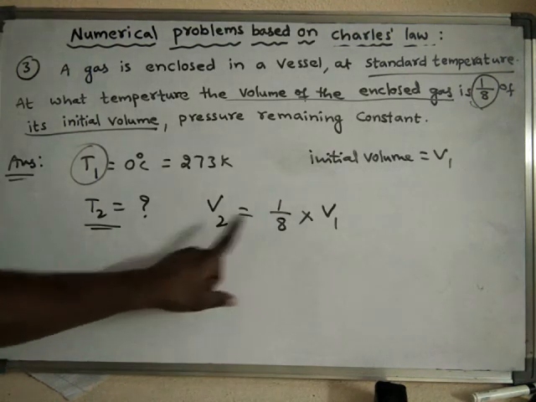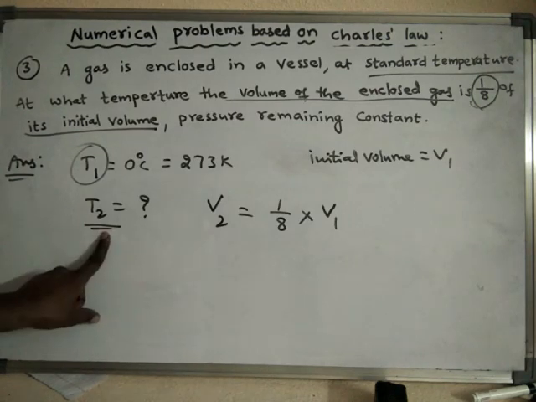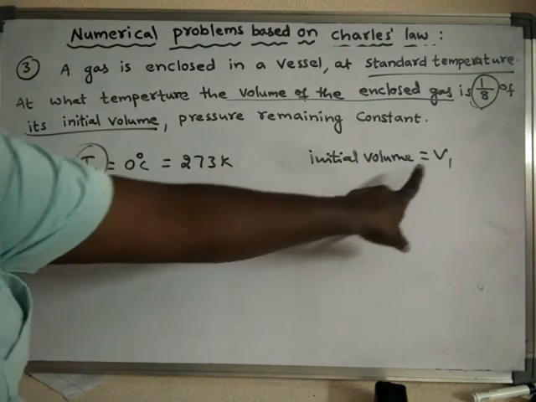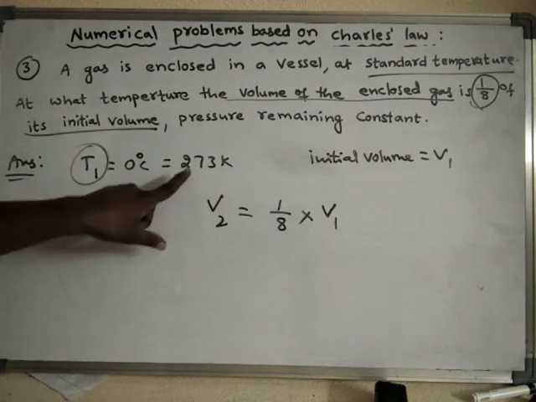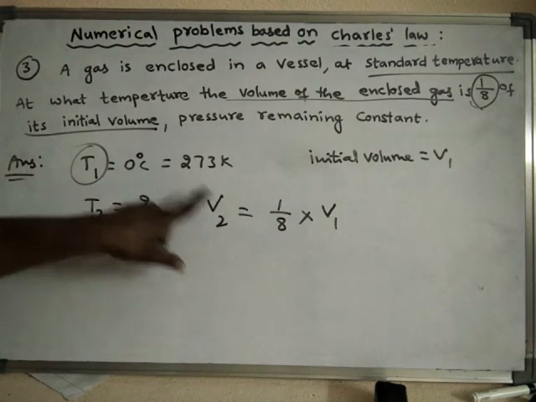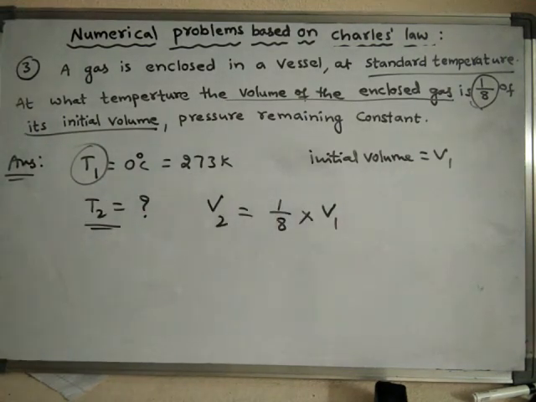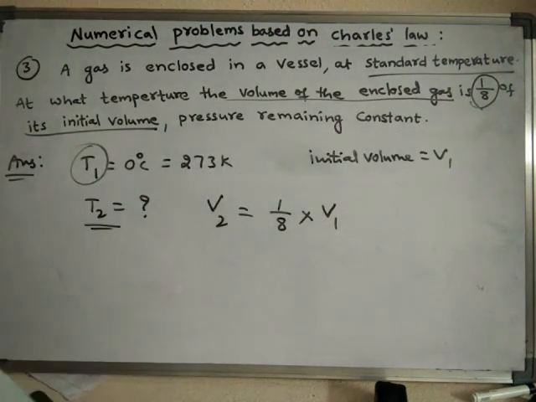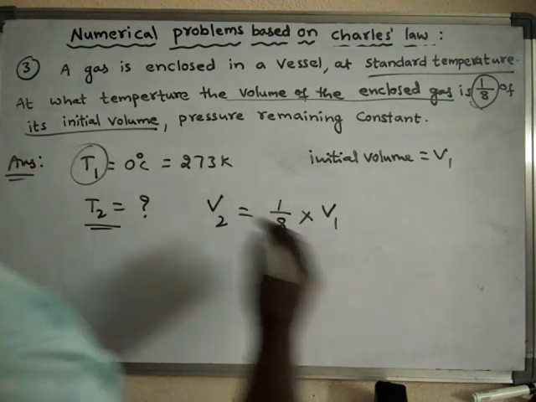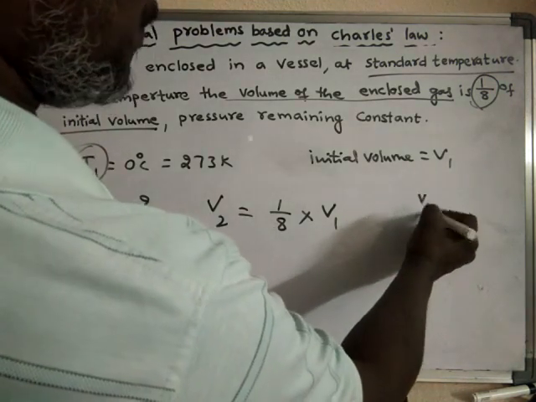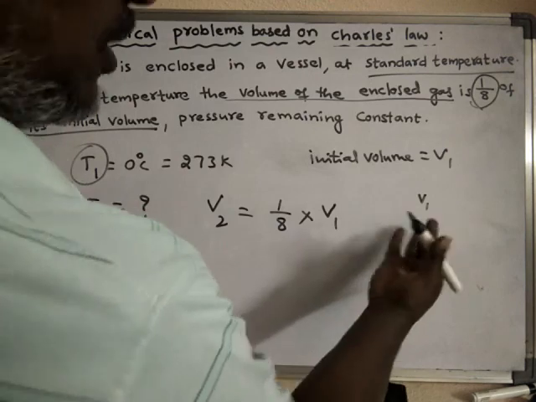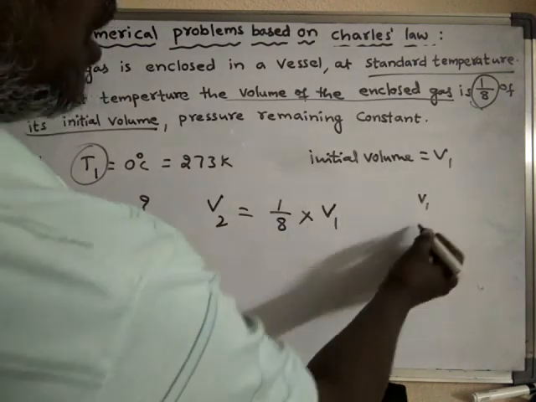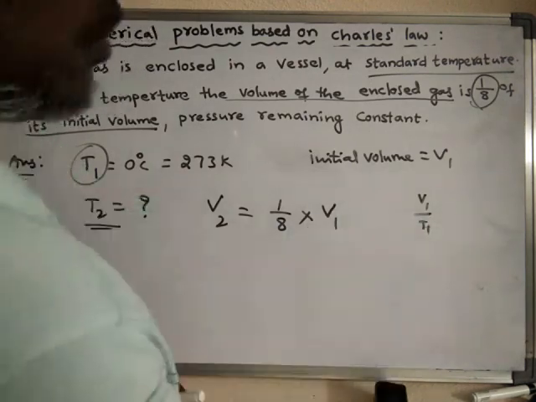So this volume will be at what temperature? If V1 is a volume at 273 Kelvin, then this volume will be at what temperature? By the time pressure remains constant. See here, the initial volume is given. Let us assume it as V1, and the initial temperature is given.